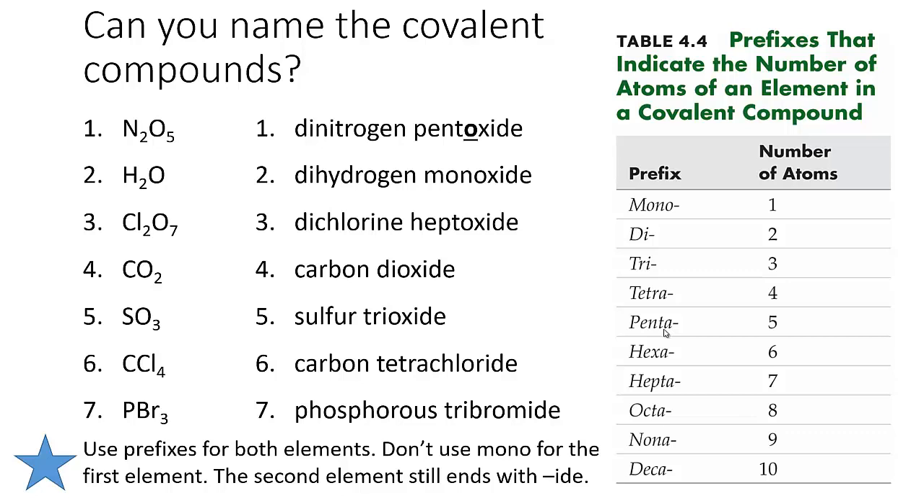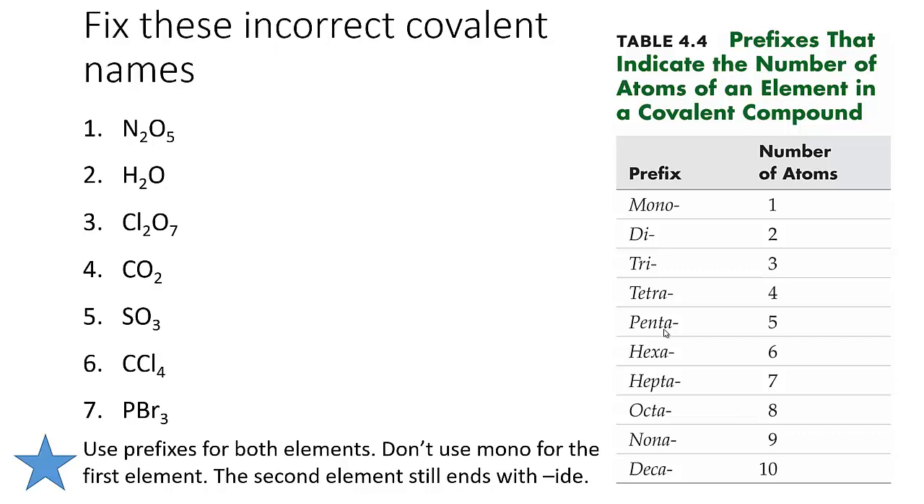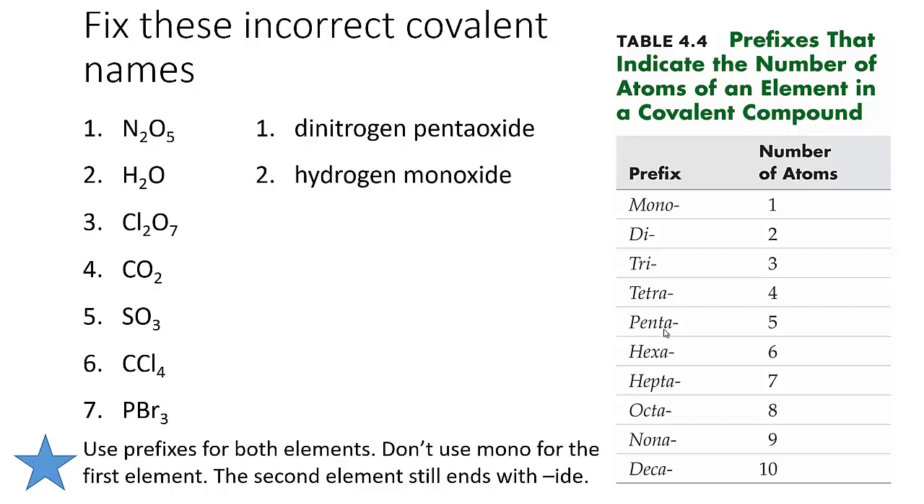Now I'm going to show you these same compounds again, so hide your list if you took notes, and I want you to try and fix the names that are on here. So I'm going to give you incorrect names, and I want you to try and fix them. So with this one, for instance, dinitrogen pentaoxide. Remember, oxygen's a strange one, so you're going to remove the A and turn it to a pentoxide. Number 2, hydrogen monoxide. It forgets the di in front of the hydrogen.